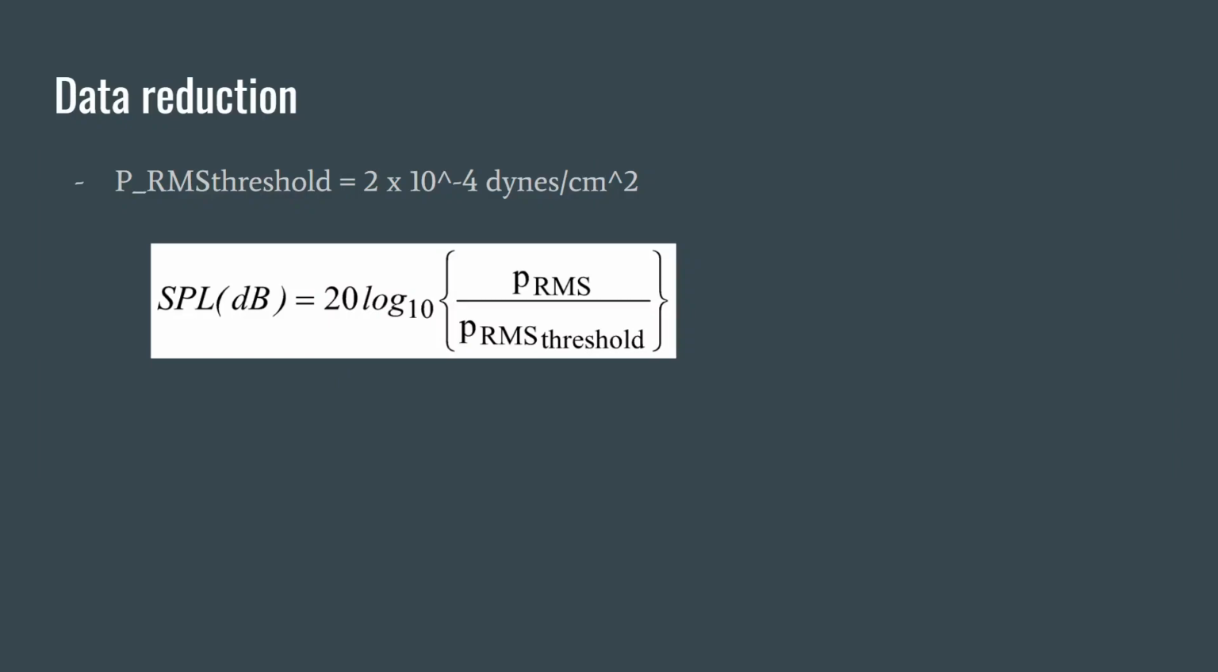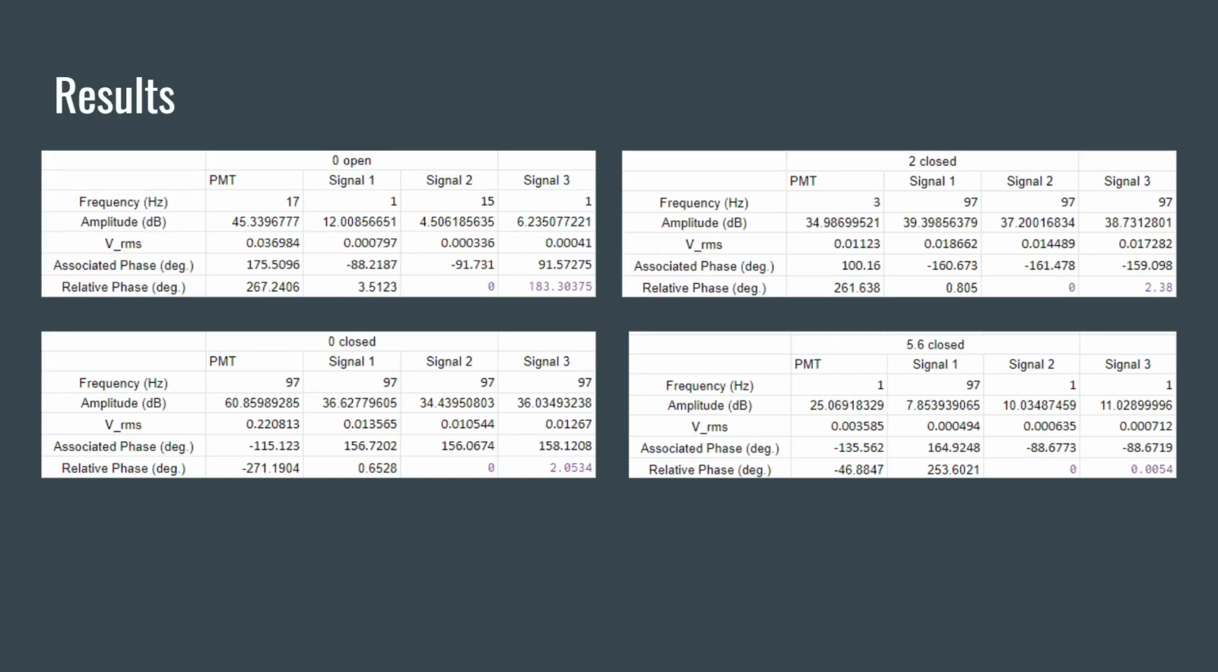There were 2 data reductions. First of all, we had the relative phase, which was taken from the associated phase relative to the middle pressure transducer by subtracting the associated phase for the middle pressure transducer from each of the other associated phases.